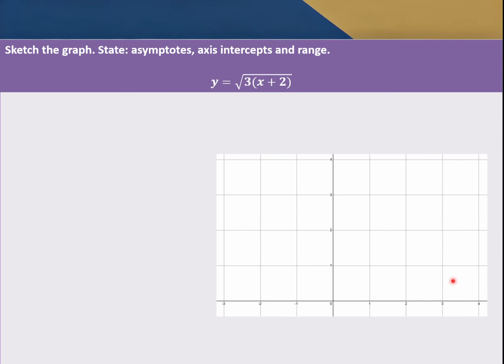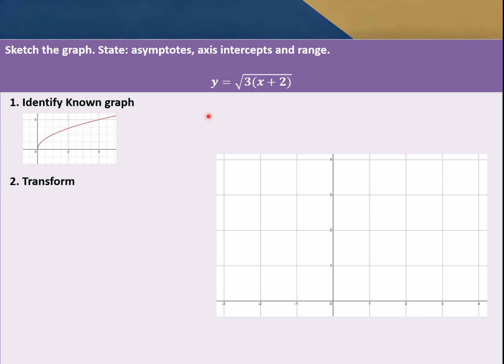Let's look at this next graph. We're going to sketch the graph and state again if we've got asymptotes, axis of symmetry, axis intercepts, and range. To start off with, in this graph, we are not going to have asymptotes, so I can ignore that part. I need to know what kind of graph this is. This kind of graph is going to start at the origin and go up. So the range is from 0, it can equal 0, and it'll go to infinity, but it can't be negative because we can't have a square root of a negative.